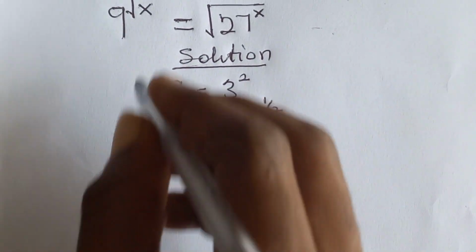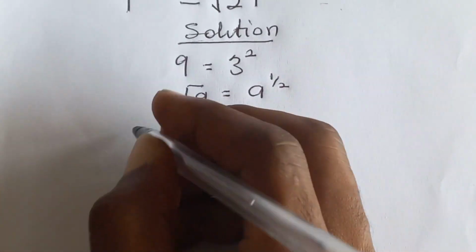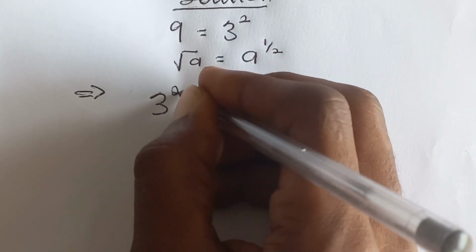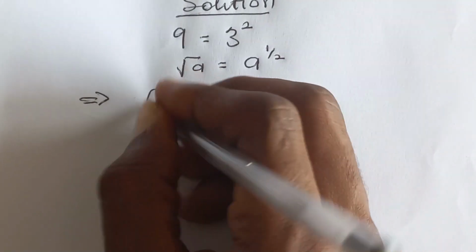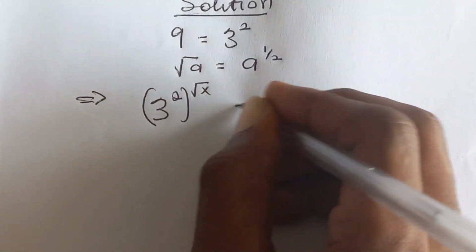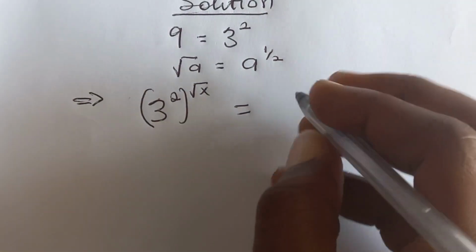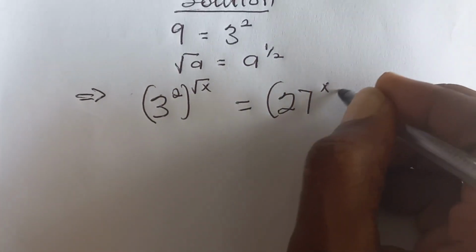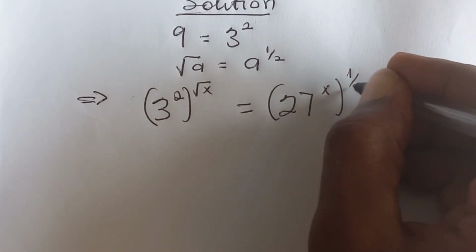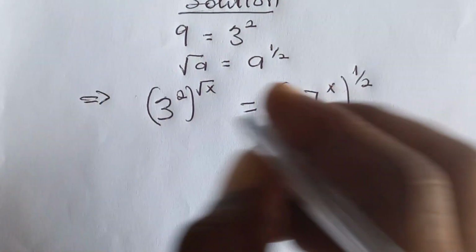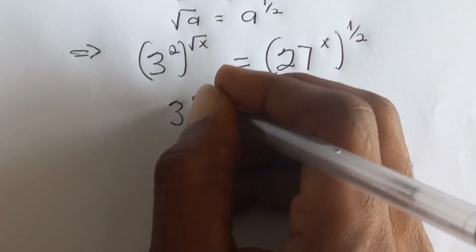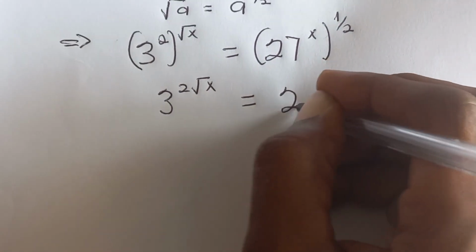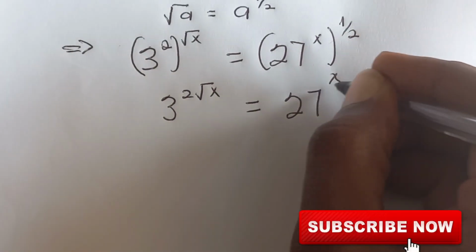Okay, so our expression now becomes 3 exponent 2 root x, which is equal to 27 exponent x into bracket exponent half. Okay, so with this we have 3 exponent 2 root x, which is equal to 27 exponent x on 2.